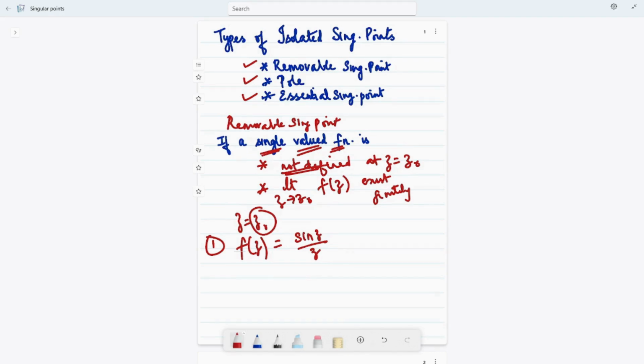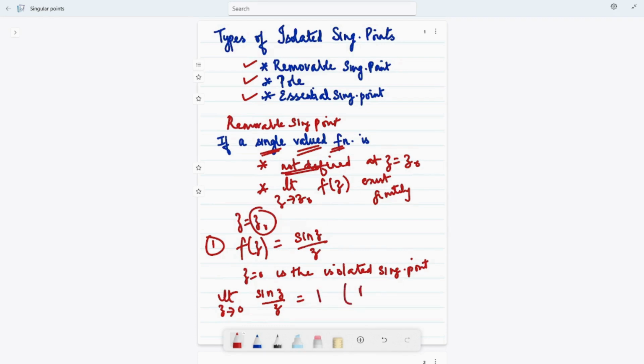Now, mathematically proving this, there are two ways of identifying whether the singular point is a removable singular point or not. First of all, z equal to 0 is the isolated singular point here. Now, we will have to check whether z equal to 0 is a removable singular point or not. There are two ways of checking this. According to this definition, we can just check whether limit z tending to 0 sine z by z exists or not. It does exist. Here, limit z tending to 0 sine z by z is 1.